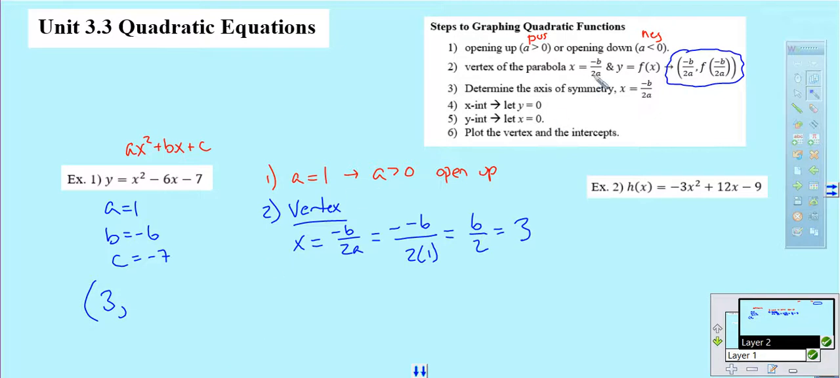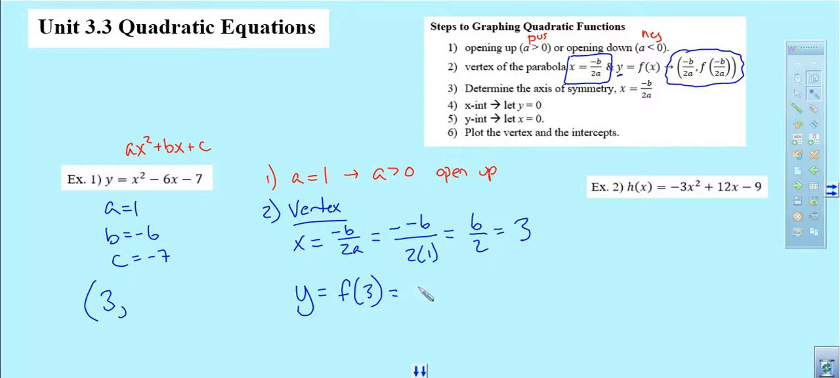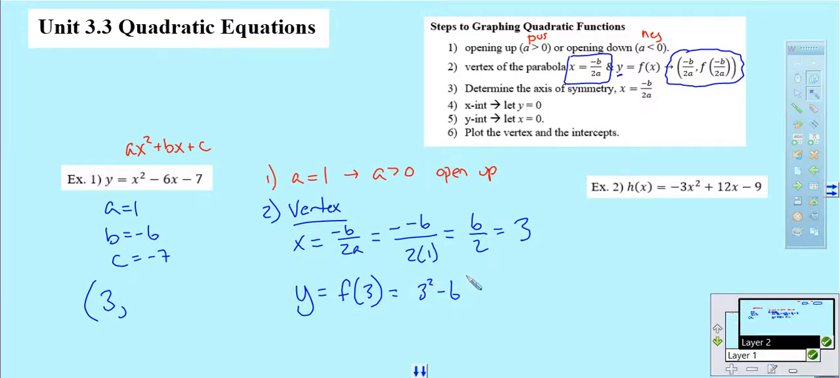So we say, okay, that was part A. That was plug and find x. Now to find y, we take that x and plug it into our function. So y is equal to f of 3, which is equal to 3 squared minus 6 times 3 minus 7. All I did was take our x value of 3 and plug it back into the original equation, and simplify. That's going to be 9 minus 18 minus 7.